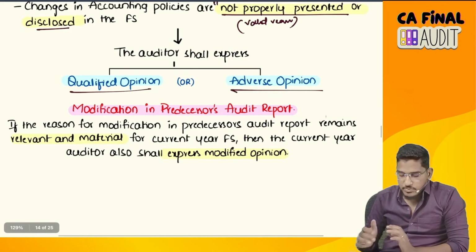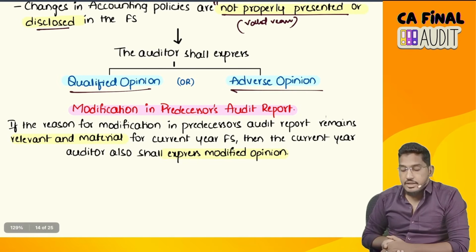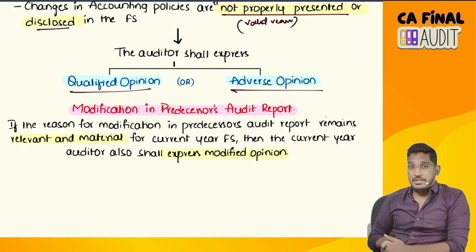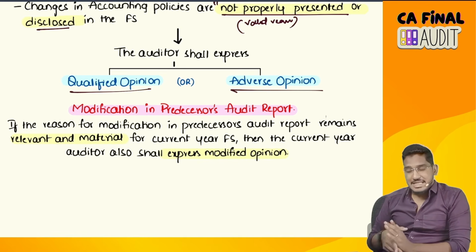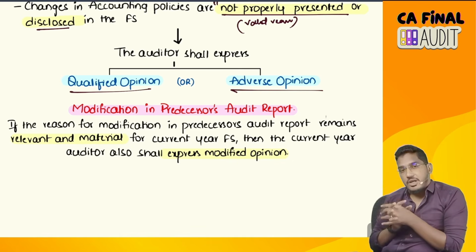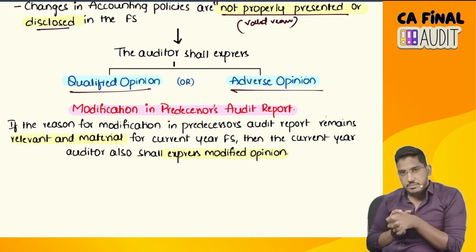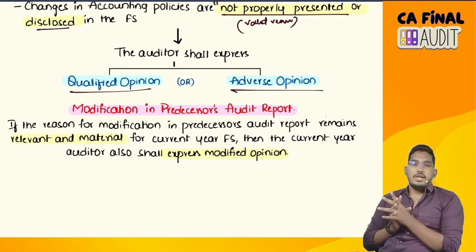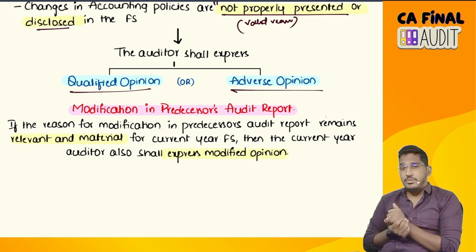Clear? And one more last point the standard will say, SA 510, modifications in the predecessor auditor's report. See, last year the audit was conducted by the predecessor auditor. He gave the audit report on the last year's financial statements, but the predecessor auditor's report contains a modified opinion. That means if the last year's audit report contains a modified opinion, is there a mandatory obligation on the current year auditor also to give a modified opinion? The answer is no. So just because last year's audit report contained a modified opinion, there is no mandatory obligation on the current year auditor also to give a modified opinion.